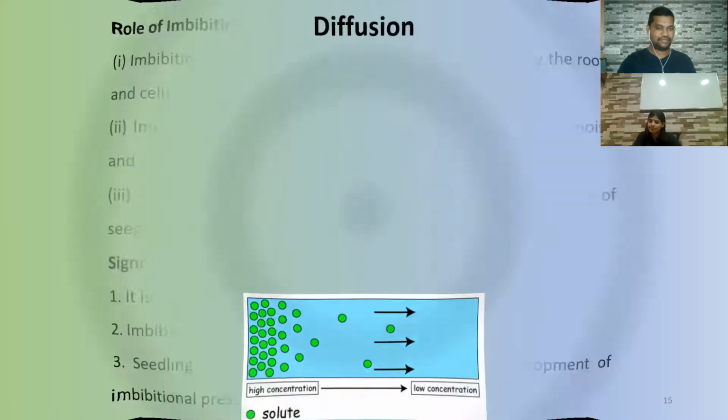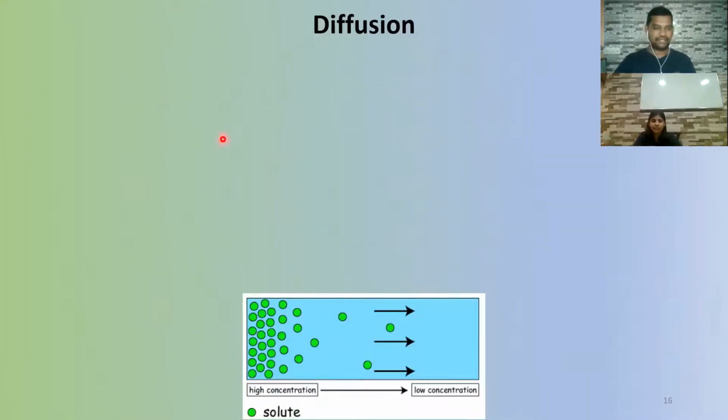Understood that? Imbibition is clear properly? Now the next is something called diffusion. Imagine, to understand diffusion, what do we do?